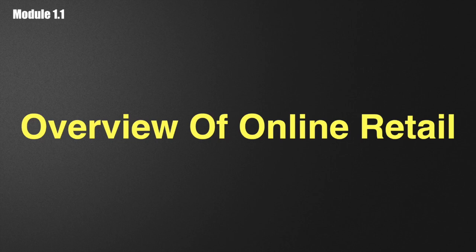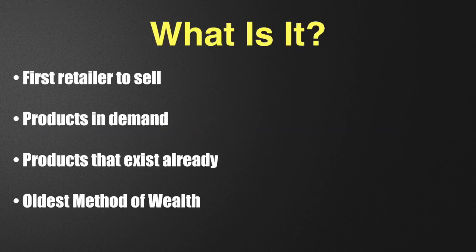This module will be going over an overview of online retail. Now, what is online retail? Online retail is simply the process of selling products on Amazon or anywhere online. It's where you are retailing products. You might not be sure what retailing means, but it just means that you are the first retailer to sell those products to the end consumer.